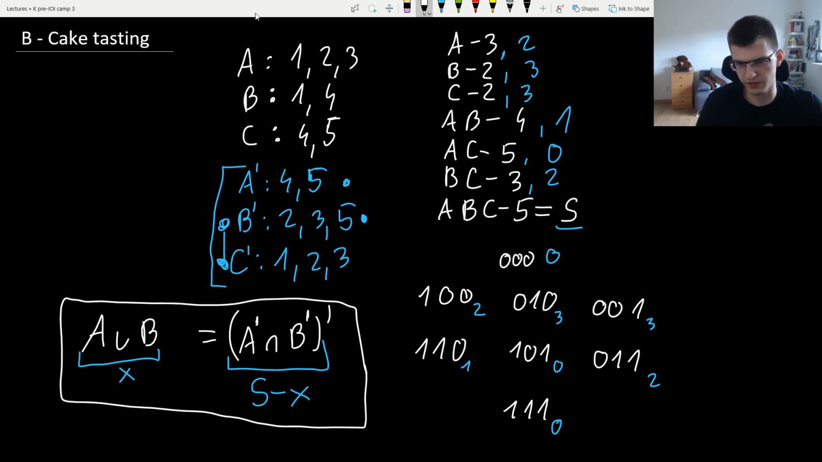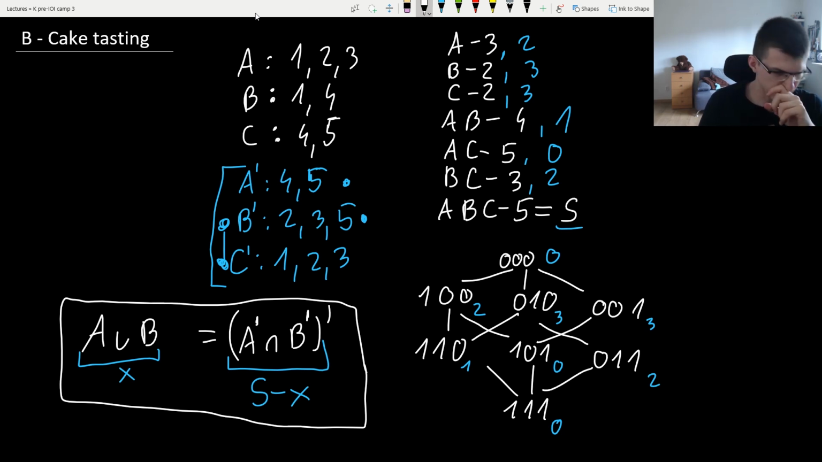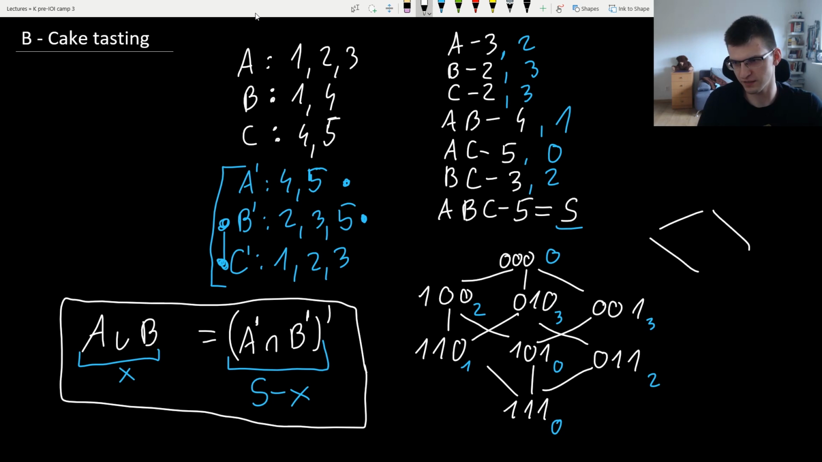If I draw edges between masks such that one is in the next layer and is the submask, I mean is over mask, like that, then actually you might recognize some pattern here. Maybe I will draw it again a bit differently. I will draw the edges again.